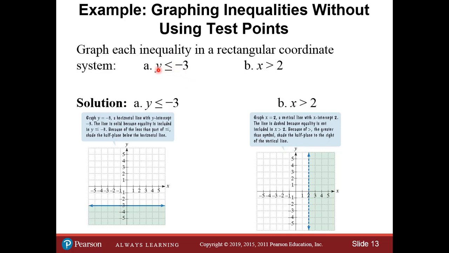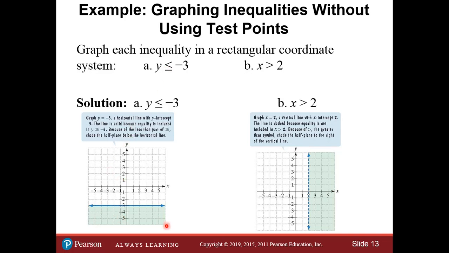So we take y is equal to -3. And since it's equal to in here, then we're going to have a solid line. And this is going to be a horizontal line, because y is always going to be equal to -3 or less. So here, if we solve the equation first, we're going to have a solid line at y equals -3. And now it's less than, which means we're going to shade in everything below the line.